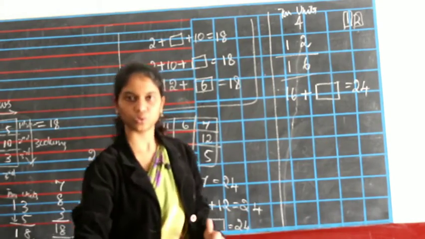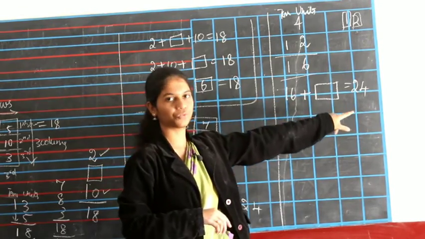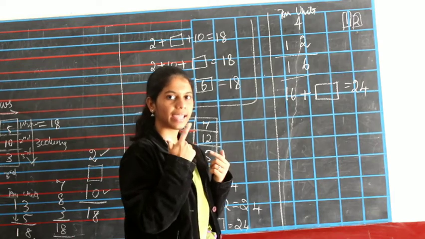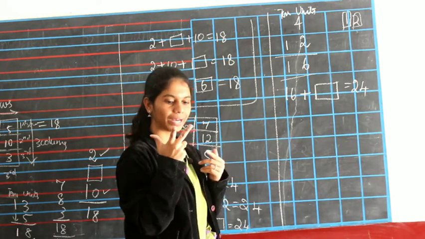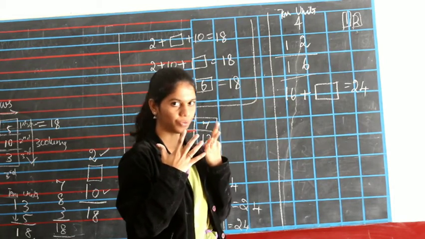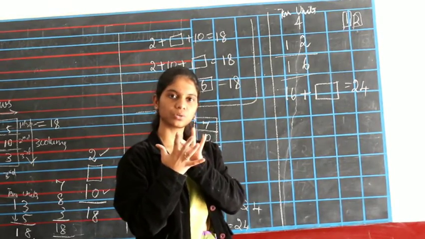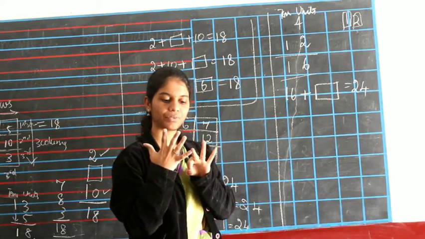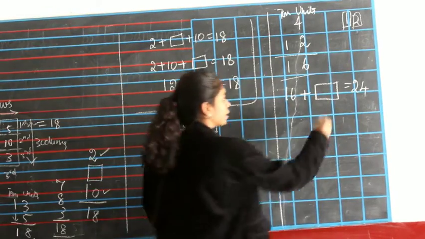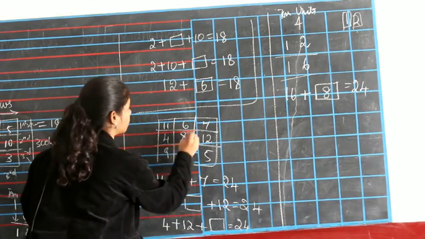Now what are you going to do? You are going to count after 16 so that you will get 24. Okay, 16 in your mind, after that 17, 18, 19, 20, 21, 22, 23, 24. So how many fingers do you have? Now 1, 2, 3, 4, 5, 6, 7 and 8. So the answer is 8. Now you should fill that in your magical box.